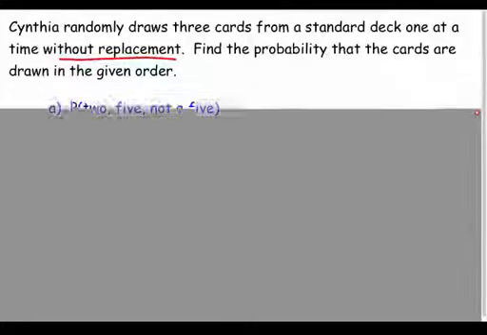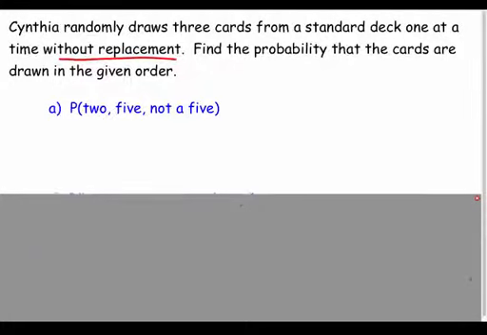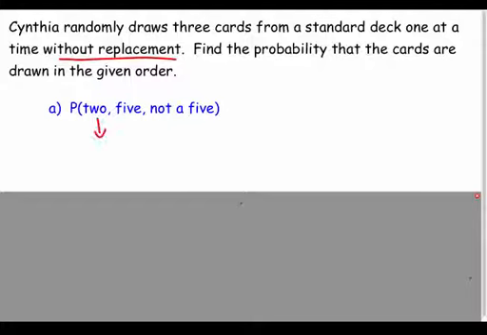So Cynthia randomly draws 3 cards from a standard deck, one at a time, without replacement. Find the probability that the cards are drawn in the given order. So it's saying find the probability that we draw a 2, and then a 5, and then not a 5. So I have to take each one separately. So the probability of drawing a 2. Well, how many 2s are in a deck? 4 out of 52 total cards.